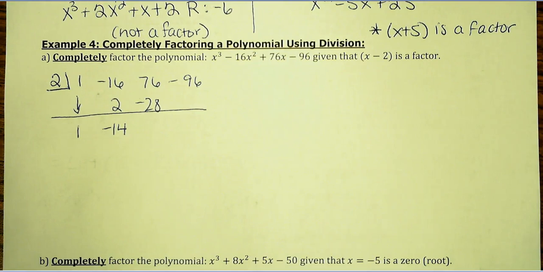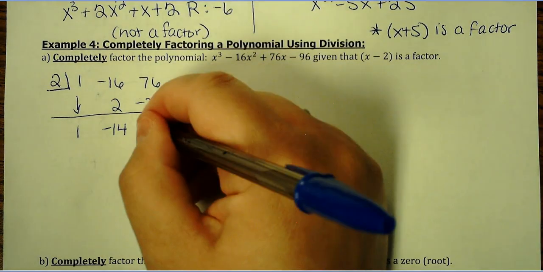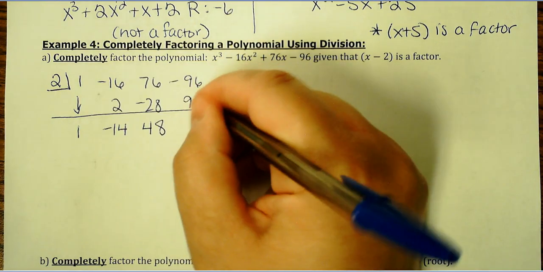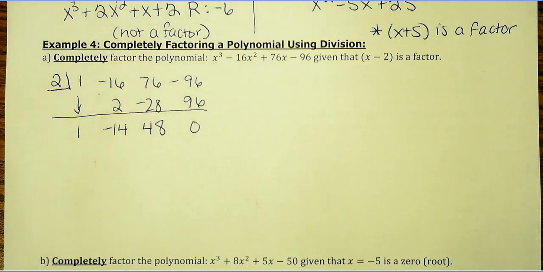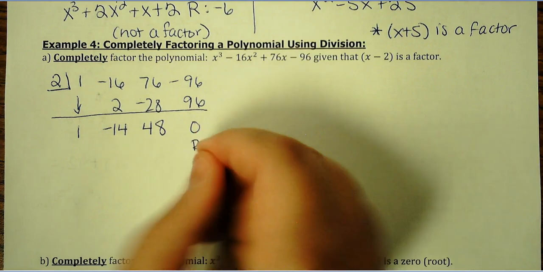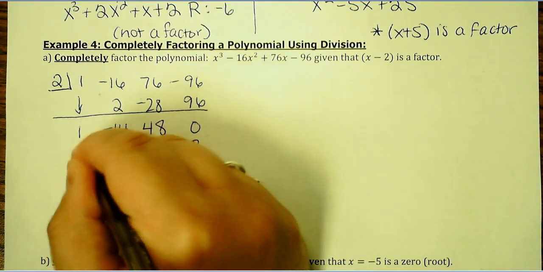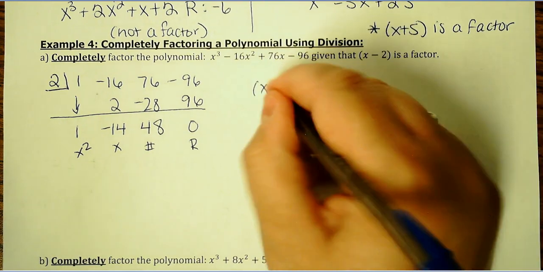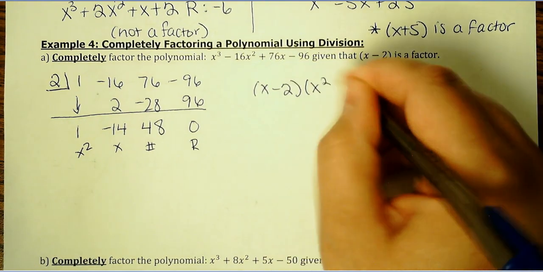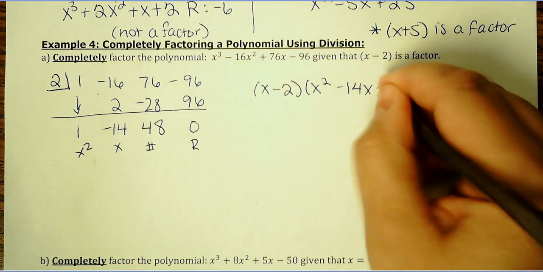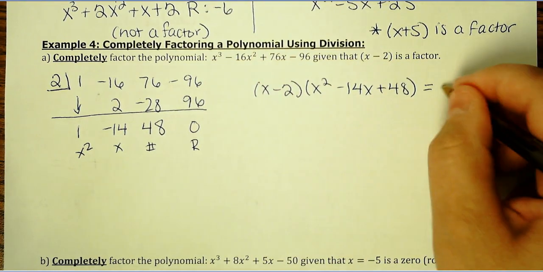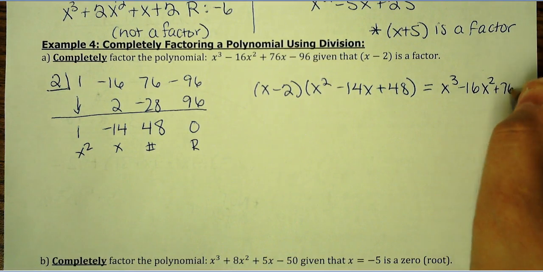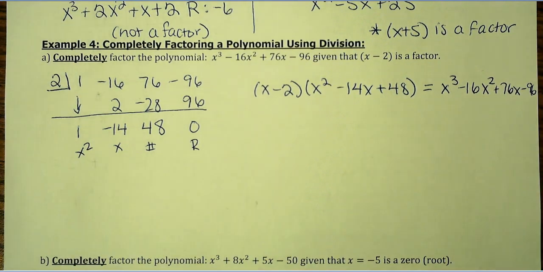And this is going to give you 48, and this will give you 96. So this is a factor. Okay. Remainder is 0, constant, x squared. Here's what this means. x minus 2 times x squared minus 14x plus 48 is exactly equal to this x cubed minus 16x squared plus 76x minus 96, if I can fit that on there.